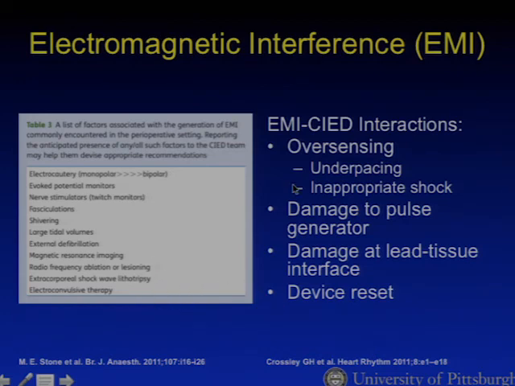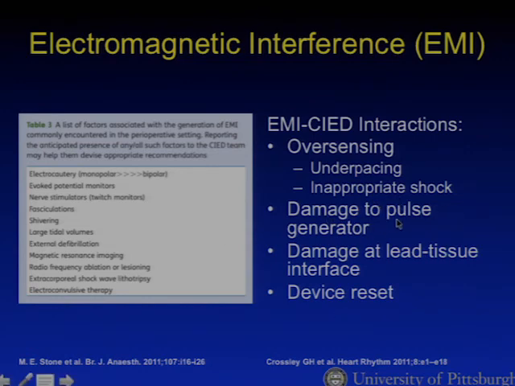The concern is typically one of oversensing, such that the pacemaker could sense electromagnetic interference, misinterpret it as a native cardiac contraction, and inhibit the pacemaker inappropriately. And in the setting of a defibrillator, it could certainly be misconstrued as a ventricular tachycardia or ventricular fibrillation event, resulting in an inappropriate shock.